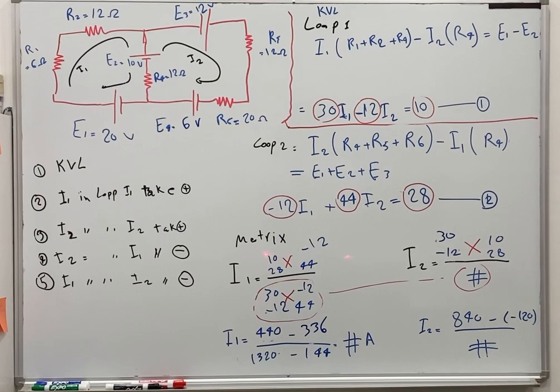Now 10 multiplied by 44 will get 440, minus 28 multiplied by minus 12 will get 336 in minus. But this one should be in positive, because we got 2 minus. The first minus is for the matrix, second minus because of the multiplication between 28 and 12. Okay, the same here. 30 multiplied by 44 will get 1320, minus, then minus 12 multiplied by minus 12 will get 144. Okay, now we'll get some number here, whatever is the number.